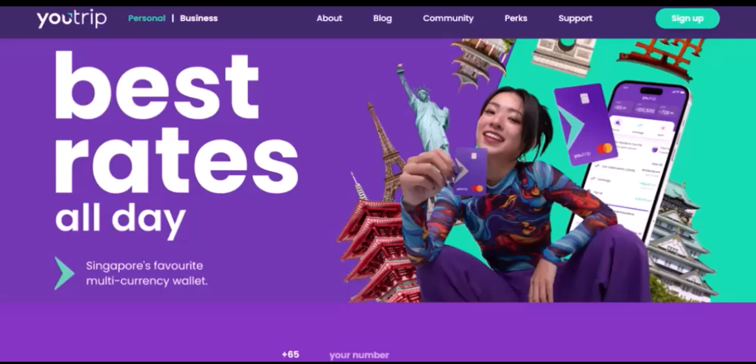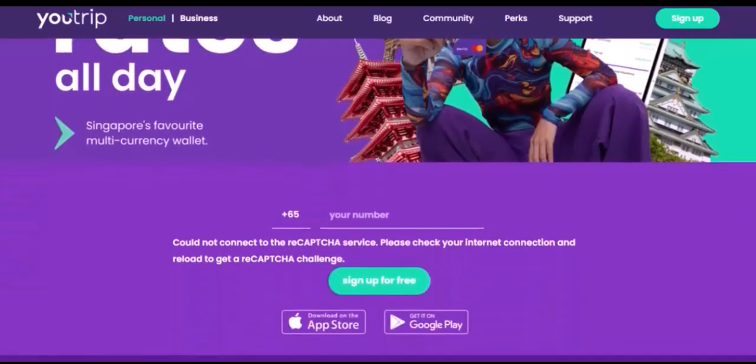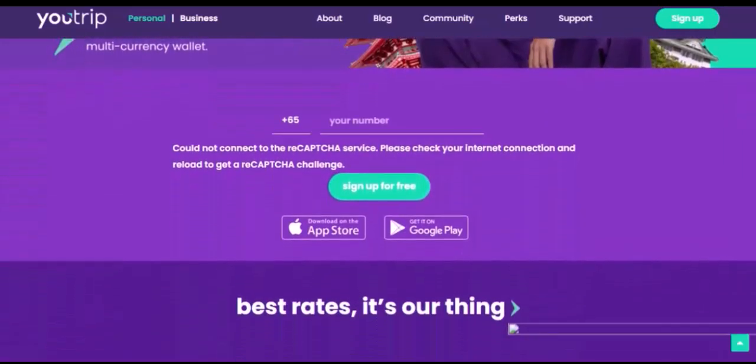YouTrip doesn't offer a direct transfer to another bank account in the traditional sense. You can't just punch in some numbers and send money directly to your savings account or a friend. This is because YouTrip operates a bit differently than a traditional bank. It's an e-wallet focused on facilitating spending and currency exchange rather than holding and transferring large sums of money.